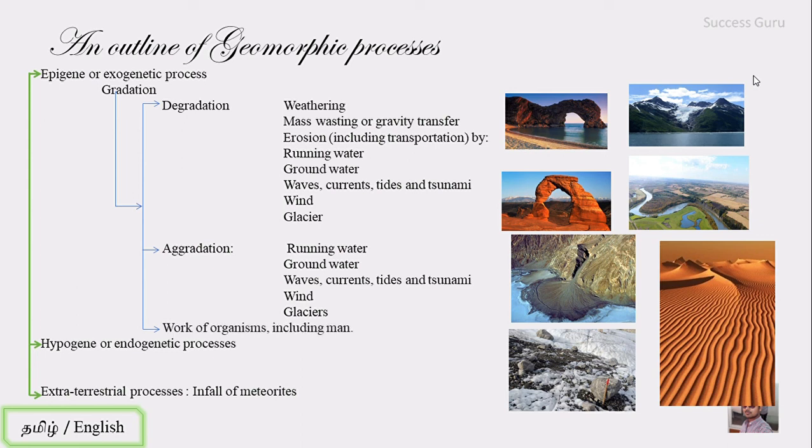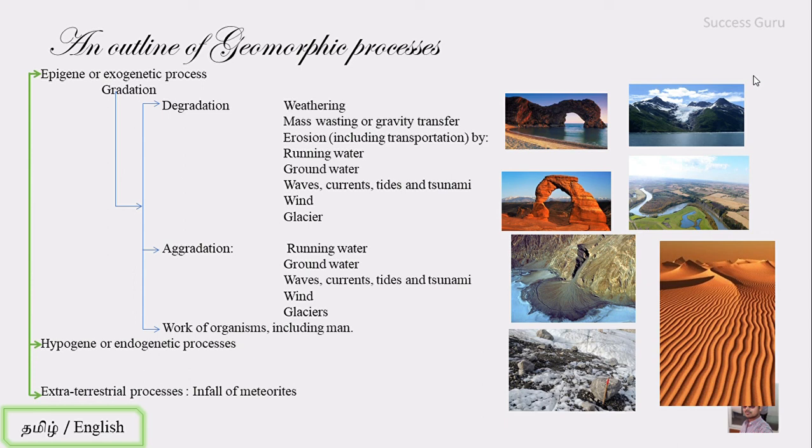The third category is actually the work of organisms, including man. In this work of organisms, degradation will also take place as well as aggradation. So we will not further subdivide those things; we will just give a generalized heading, the work of organisms, that includes humans also.